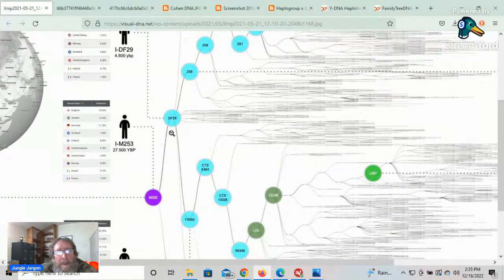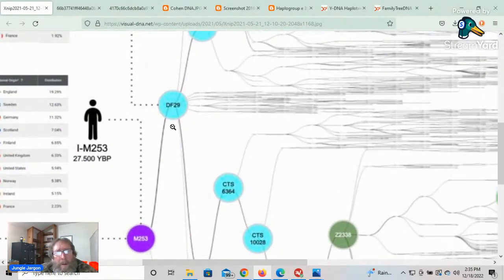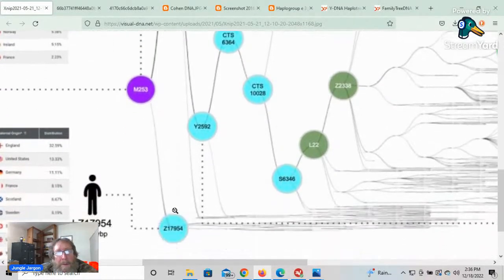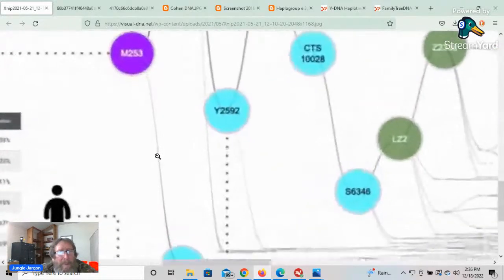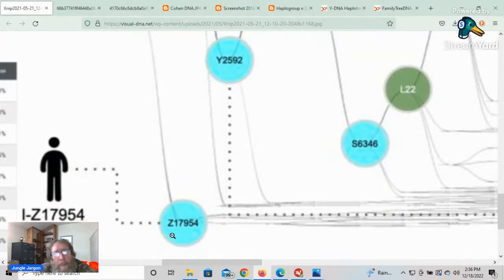Now it seems the main population of the I-M253 of the Scandinavians and such and Vikings and stuff is this DF229. This is not me. I'm not that. I am M253 right here, but I don't know if you can see it, but there is a line here from 253 going to the Z17954. And this is the group where I came from.